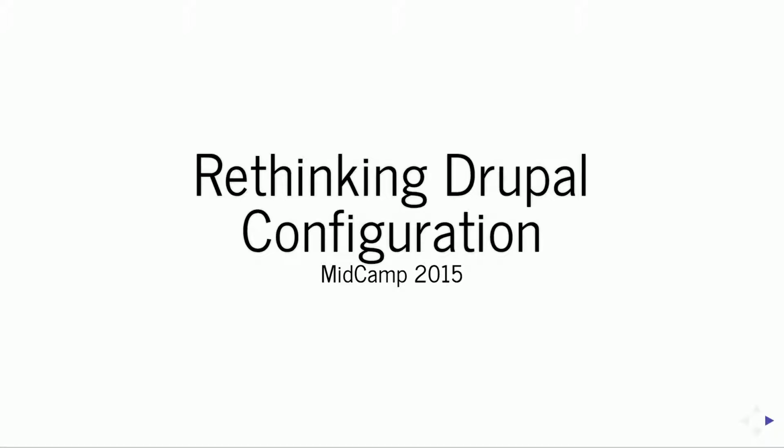For that sync configuration code, where do you execute that? Wherever you want, but I typically do it in hook enable or hook update n. Is that enough of an answer for you?